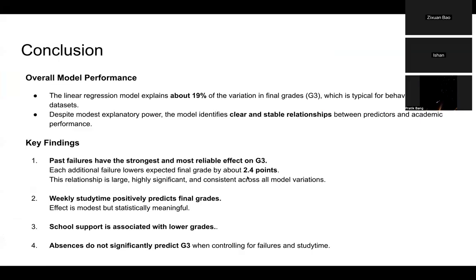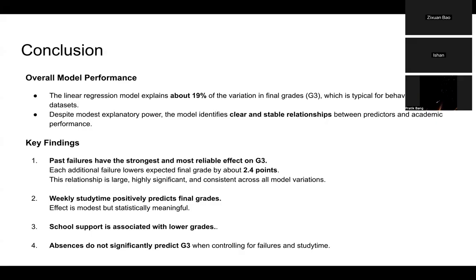To wrap up, our model explains about 19% of the variation in final grades, which is typical for educational data. Even with modest explanatory power, it reveals clear and stable patterns. The strongest predictor by far is past failures. Each additional failure lowers the expected final grade by roughly 2.4 points. Study time also matters, showing a modest but positive effect on performance.